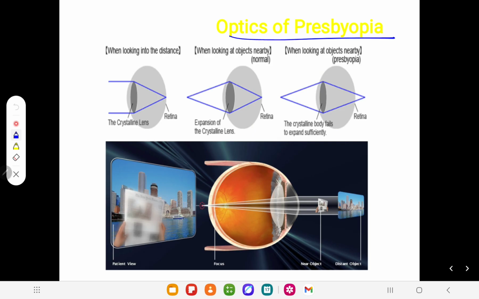So what is the optics of presbyopia? Basically, if the crystalline lens can accommodate well, then near divergent light, due to accommodation, is focused directly on the retina. But when divergent light comes and the crystalline lens fails to accommodate, fails to become more round, then the image is not focused on the retina but behind the retina, which means presbyopia, isn't it? That's a simple concept.